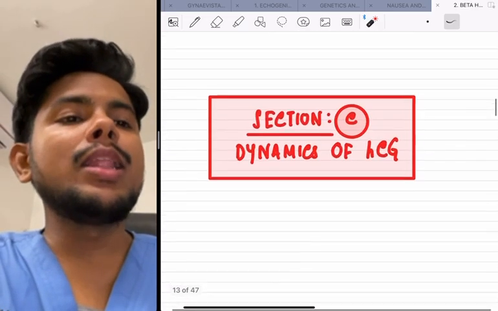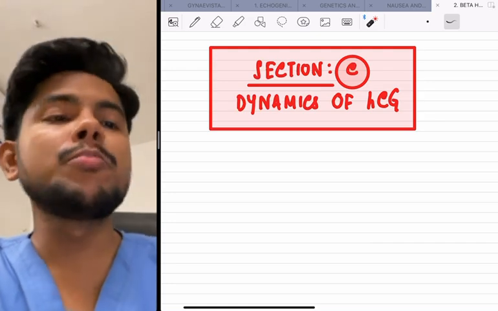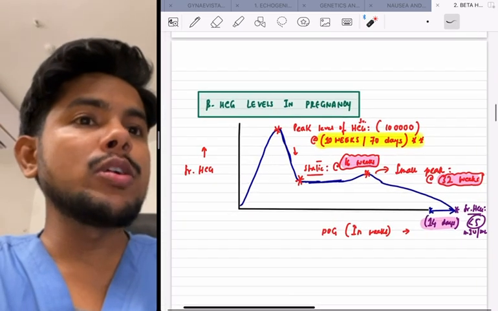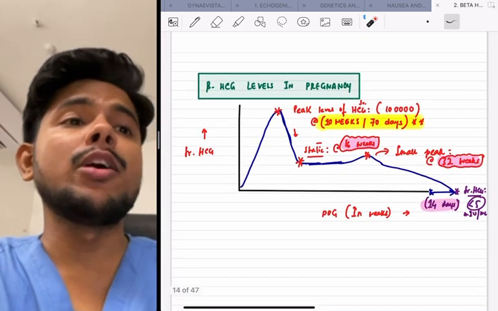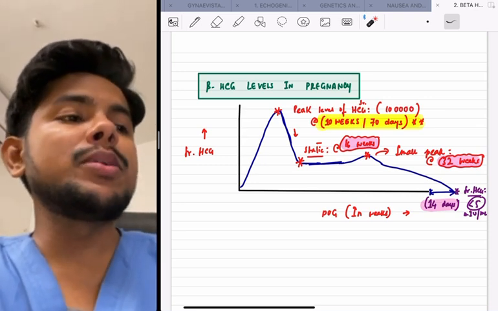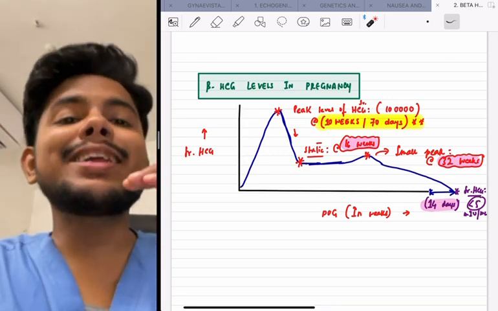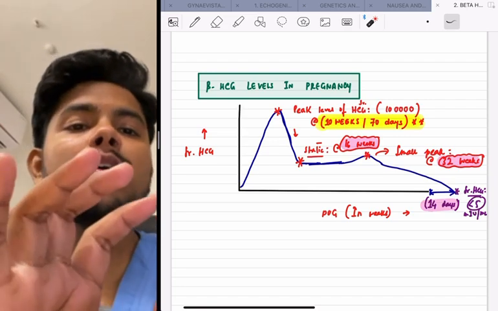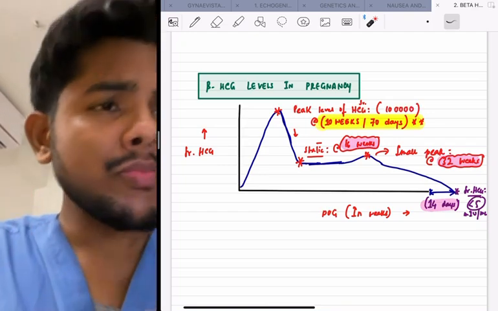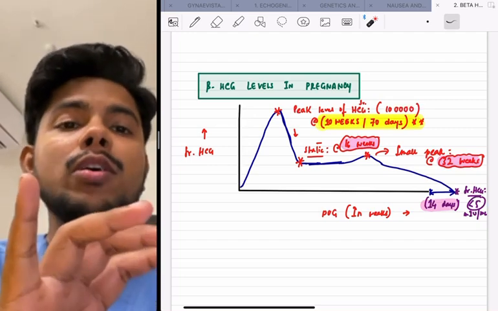Done? Okay. The last part of this discussion is the dynamics of hCG. It is the most important part of this discussion. Now, I want all of you to focus on this very important graph over here. Before discussing this graph, let me discuss something very basic with you guys. Until about 10 weeks of gestation, hCG, human chorionic gonadotropin, acts as a savior of the corpus luteum.